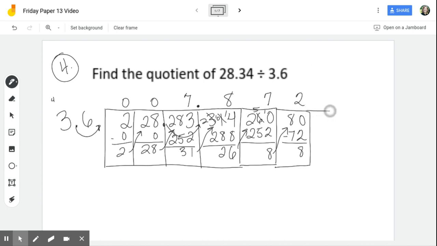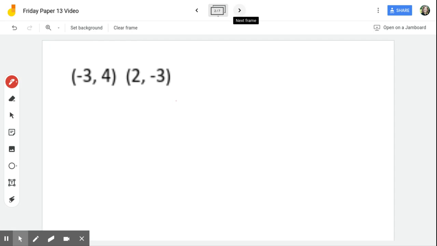Notice what's going to happen here. Pop this 8 up. Do you see how that's going to be the same thing? And it's going to repeat. So that's why we put the repeating symbol over our answer. So the answer to number 4 is 7.872 repeating. All right, let's move on here.